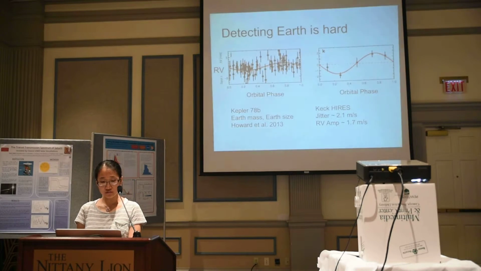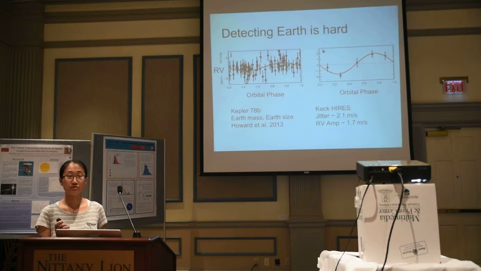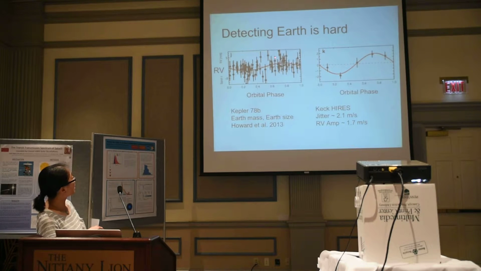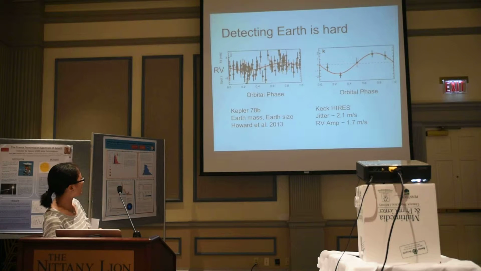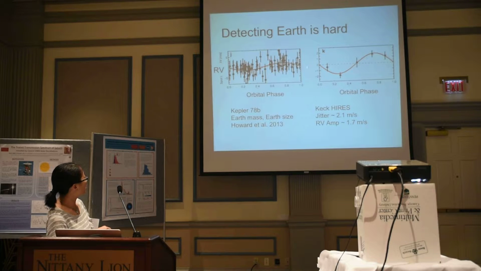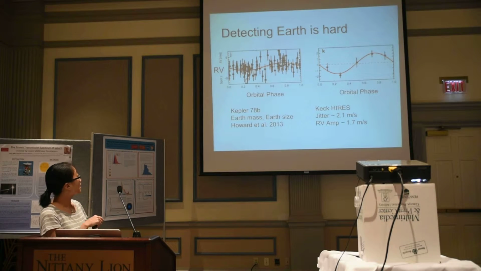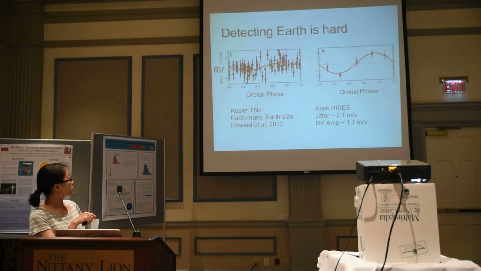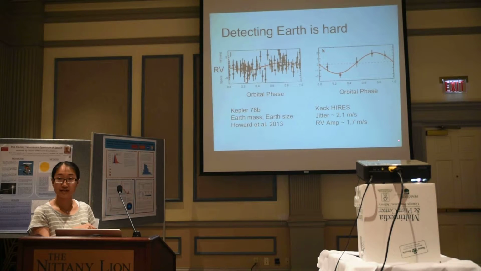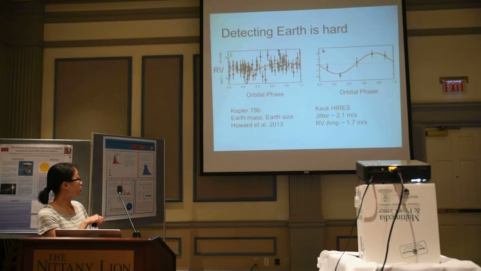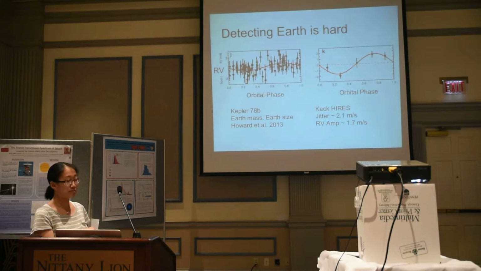And just to demonstrate how hard it is to detect Earth, this is the radial velocity curve of the Kepler-78 system. And you can see there is quite a lot of RV scatter. The data were taken by the HIRES spectrograph. In fact, the planet RV amplitude is only 1.7 meters per second, while the unexplained scatter, which we dubbed jitter, is about 2.1 meters per second.